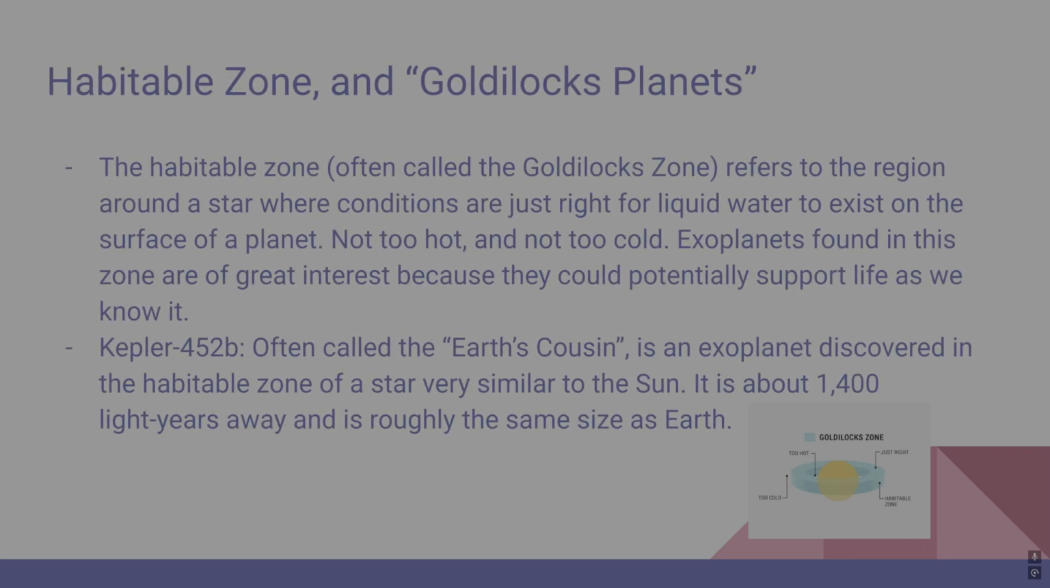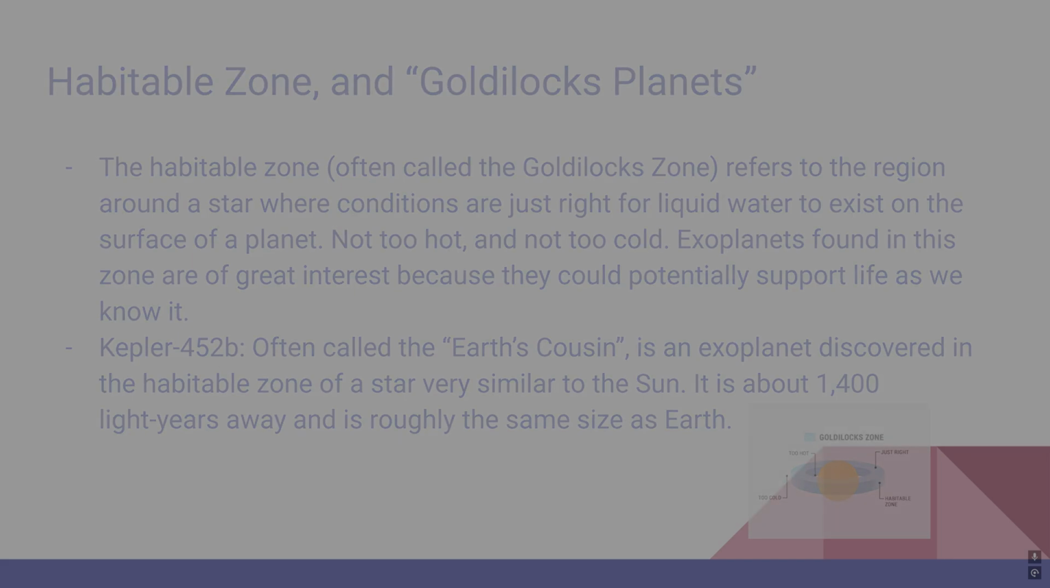Goldilocks zone and the habitable zone. It's pretty much not too hot, not too cold, all that good stuff. Exoplanets in this zone are of great interest because they could potentially support life as we know it. Kepler 452b is Earth's cousin, an exoplanet discovered in the habitable zone of a star very similar to the Sun. It's about 1,400 light years away and roughly the same size as Earth.